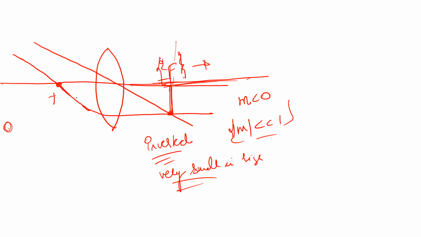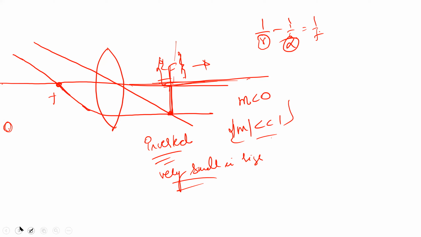My geometry will not be perfect here. So whatever infinite ray is coming, that will actually form the image at the focus. If the object is at focus, the image will be at infinite. This is what I have taught you, right? 1 by v minus 1 by u is equal to 1 by f. So if the object is at infinite, the image will be at focus. Accept it or not?